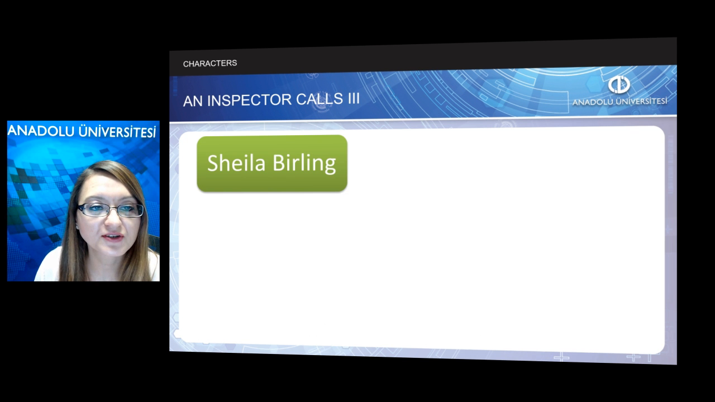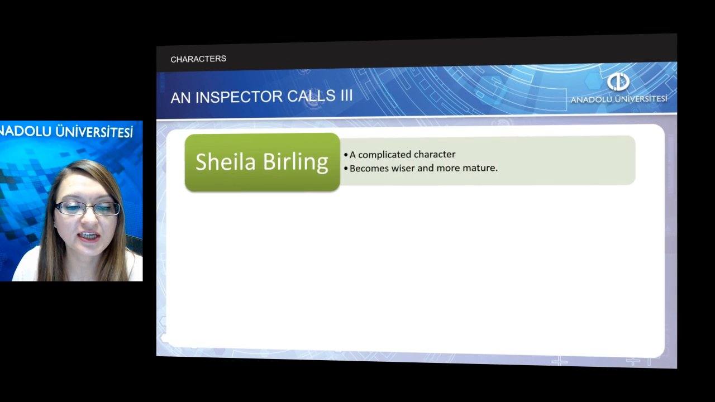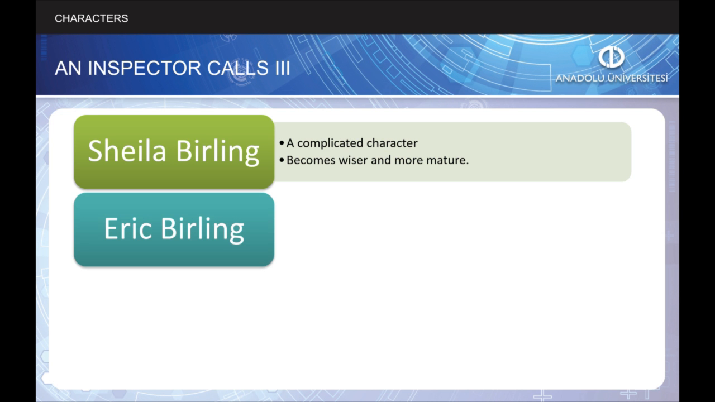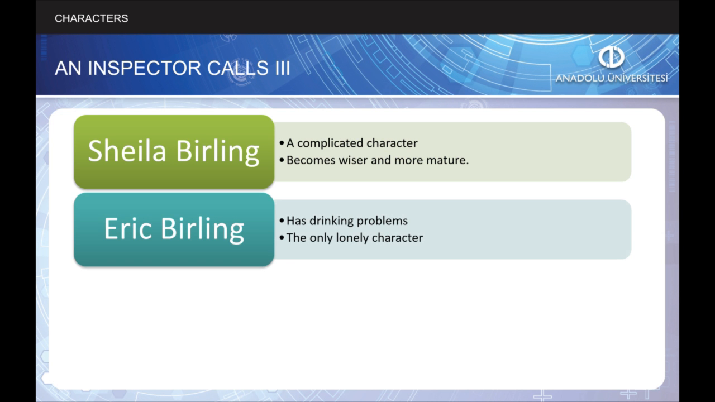When we come to Sheila Birling, she is a complicated character in the play. She is the daughter of the Birlings. Though she is very cheerful at the beginning of the play, we learn that she lost her temper and caused the firing of Eva Smith from the shop where she worked. However, she questions herself, assumes responsibility for her actions, and becomes wiser and more mature by the end of the play.